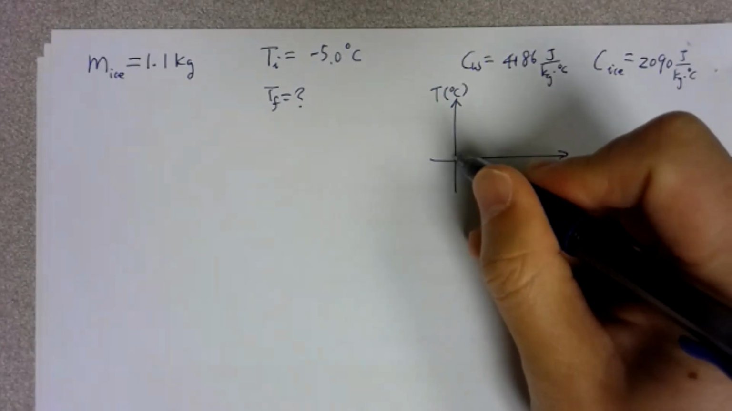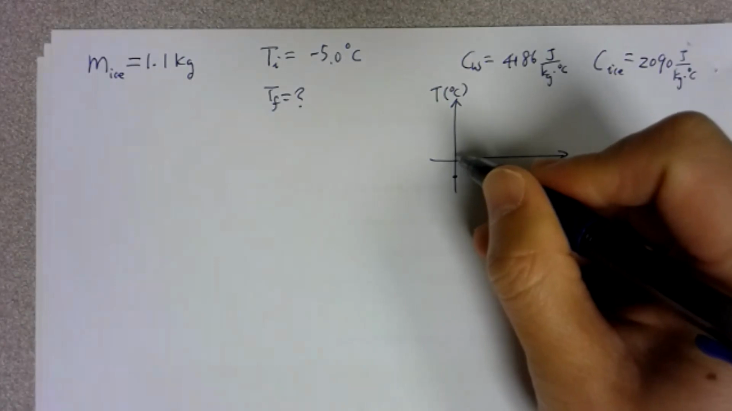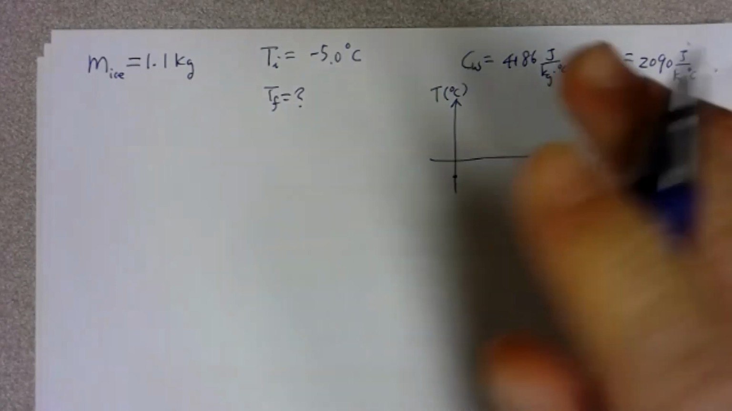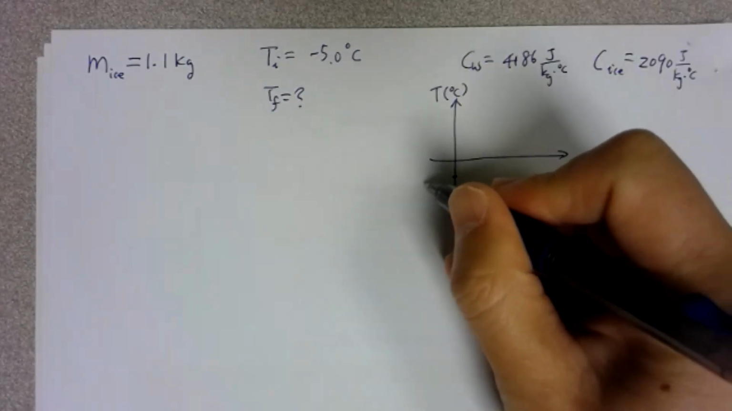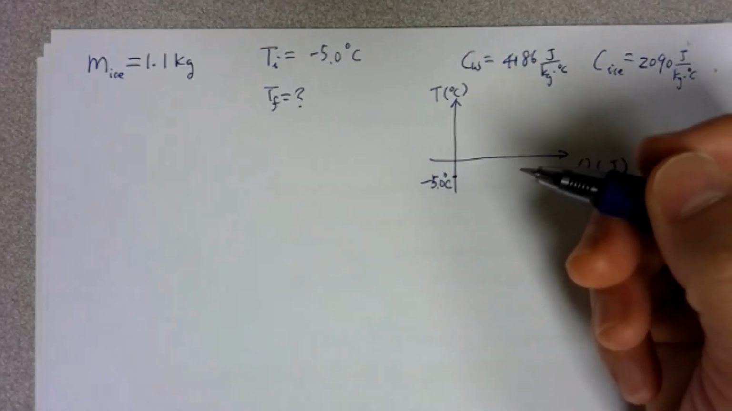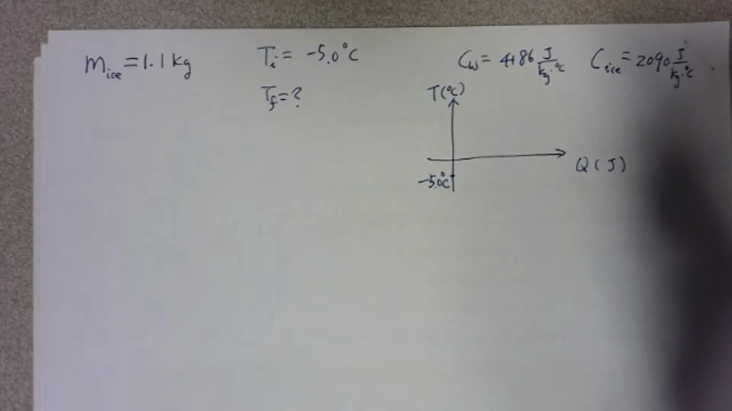So if this is 0 degrees, then we are starting from -5. You could pick anywhere to be your starting point. You may say this is -5 or that is -5, it doesn't really matter. So let's say this is -5 degrees. Now you can imagine you add heat.